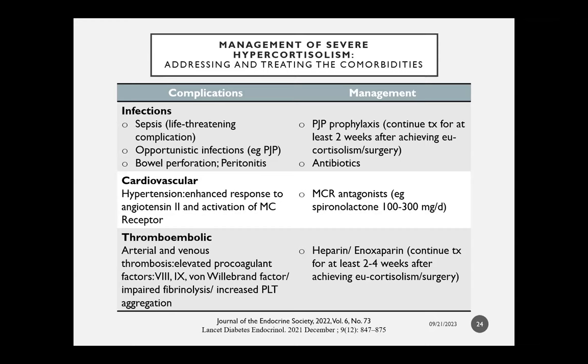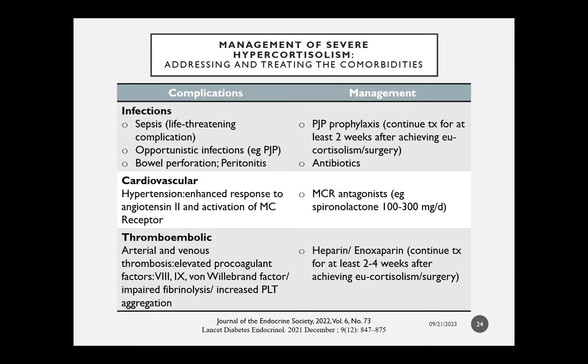Hypertension is another complication. Again, this patient did not have a history of hypertension and developed it in the past 6 weeks. We think that this is because of an enhanced response to angiotensin II and activation of the mineralocorticoid receptor. Again, here, mineralocorticoid receptor antagonists, for example, spironolactone at high doses could be very helpful.